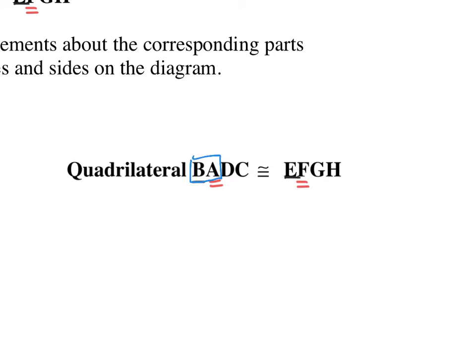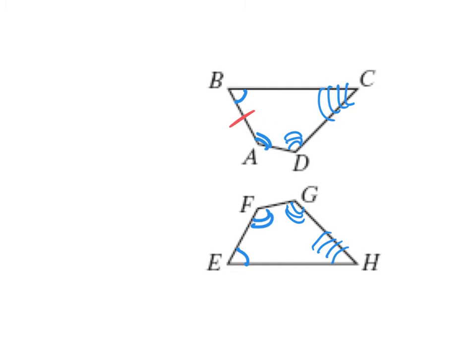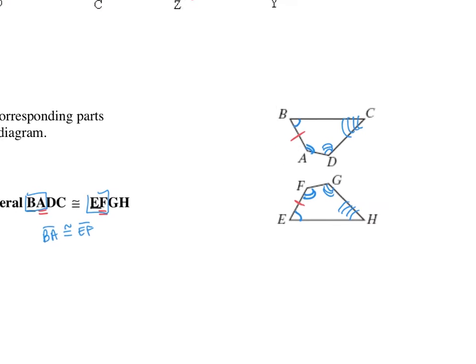Those are my first two letters. So I can say my first two letters over here are also congruent, EF. So I can say segment BA is congruent to segment EF. So when I mark my image, BA is congruent to EF, one tick mark.